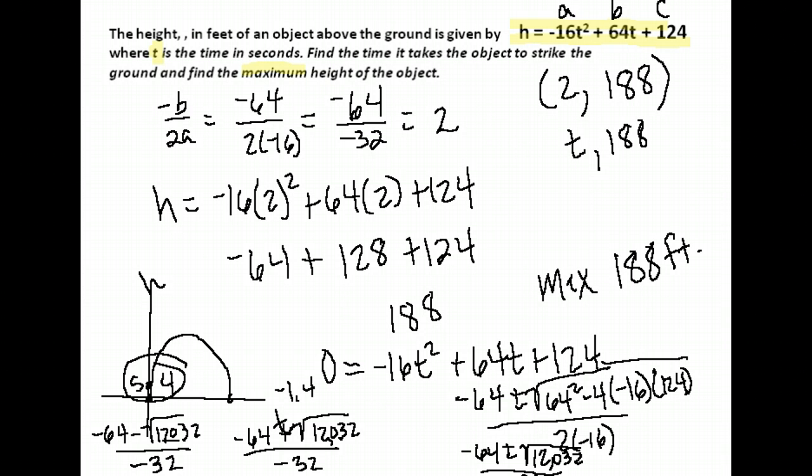So our two answers are, how long will it take before it strikes the ground? We set it equal to 0 and solved using the quadratic formula and found that after 5.4 seconds it will hit the ground. And find the maximum height. The maximum height was 188 feet. Okay, and that was after 2 seconds.